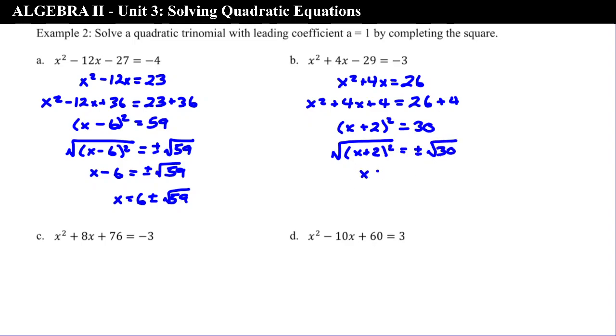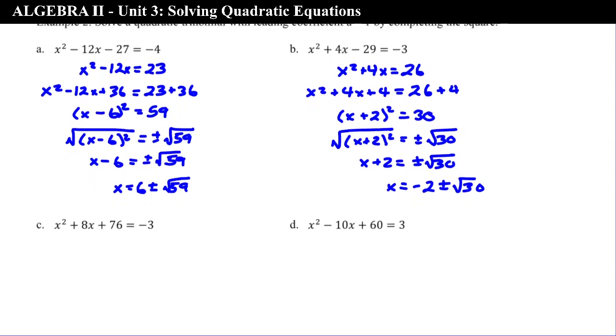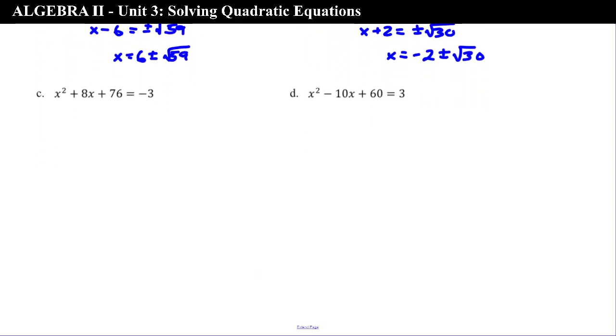We can't simplify the square root of 30, so that just stays as it is. And we subtract 2 from each side. So our answer is negative 2 plus or minus the square root of 30. All right, moving on to these last two examples.